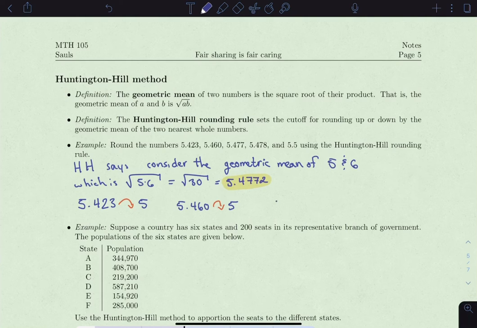Then 5.477 matches in the first three decimal places, but after that there are only zeros. Zeros at the end of a decimal don't change its value. Maybe writing that 0 in makes it easier to see that this number is in fact less than the cutoff, and so it needs to be rounded down.